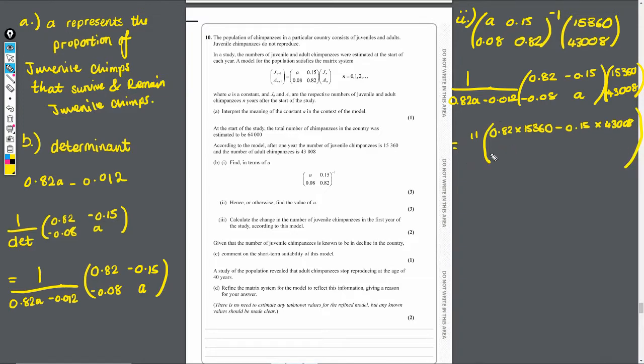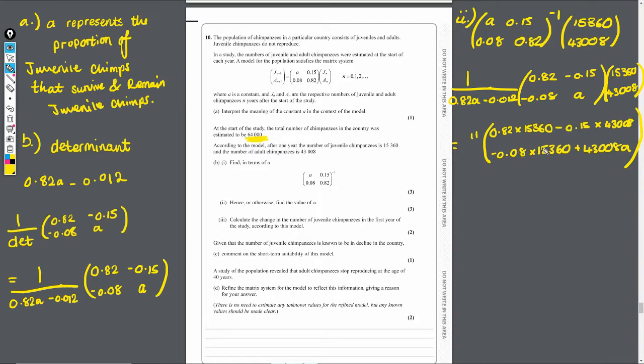Okay, and then again, let's work out the bottom element of this matrix. Minus 0.08 times this, and then A times this. $15,360 again, and then plus 43,008 lots of A. Now we know this here is the total population, and we've been told that the total number of chimpanzees was 64,000.